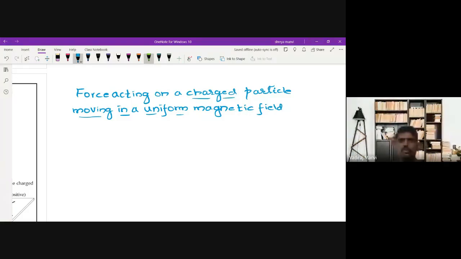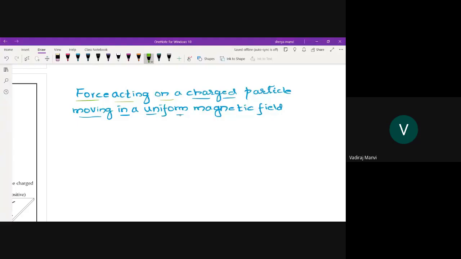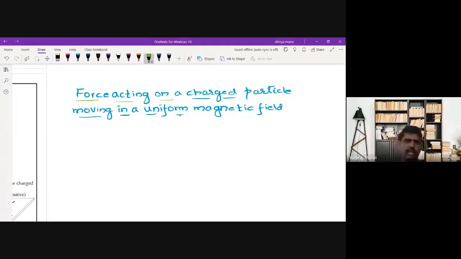Moving in a uniform magnetic field, and that too a charged particle. This clearly indicates that if I'm talking about a neutron, if you allow a neutron to move in a magnetic field, it won't experience any force because it is uncharged. So I want to know the force acting on a charged particle moving in a uniform magnetic field. For 3 marks, they've asked to obtain an expression for the force acting on a charged particle moving in a magnetic field. Or sometimes they've asked to derive F is equal to BQV sin theta.